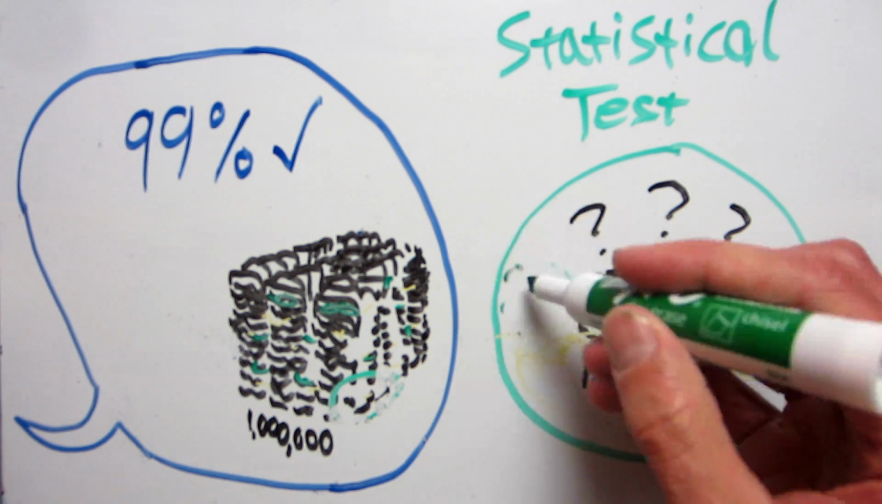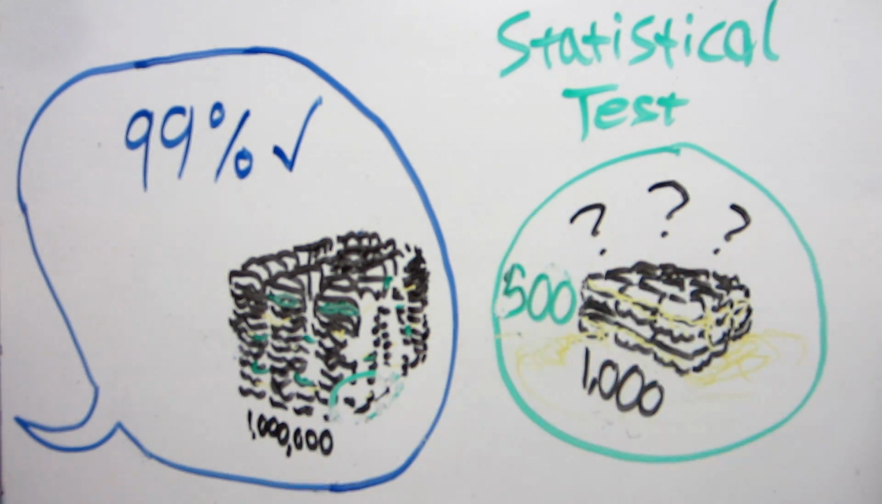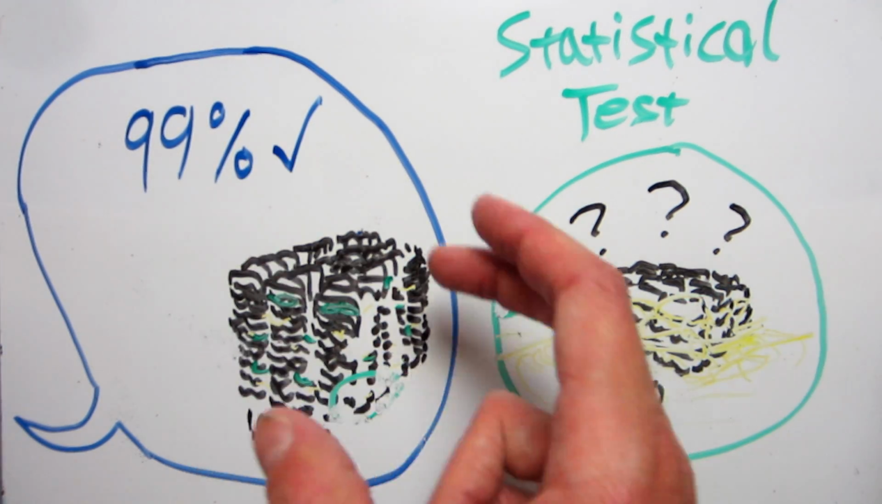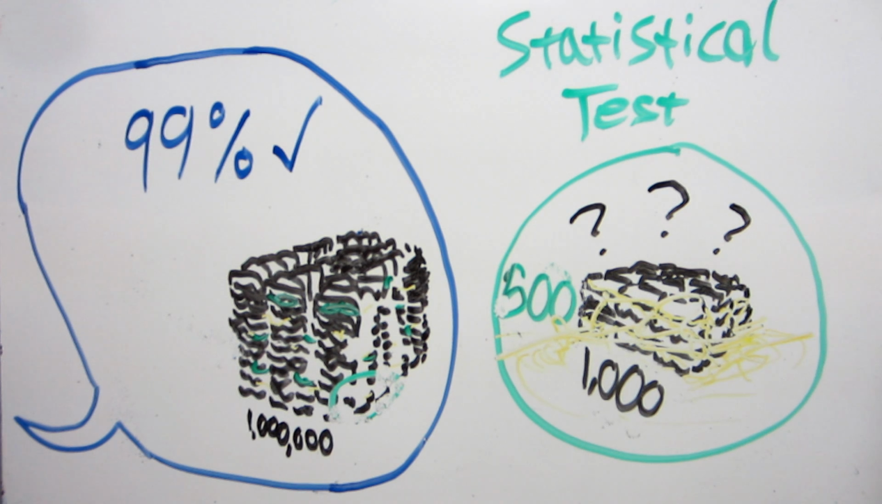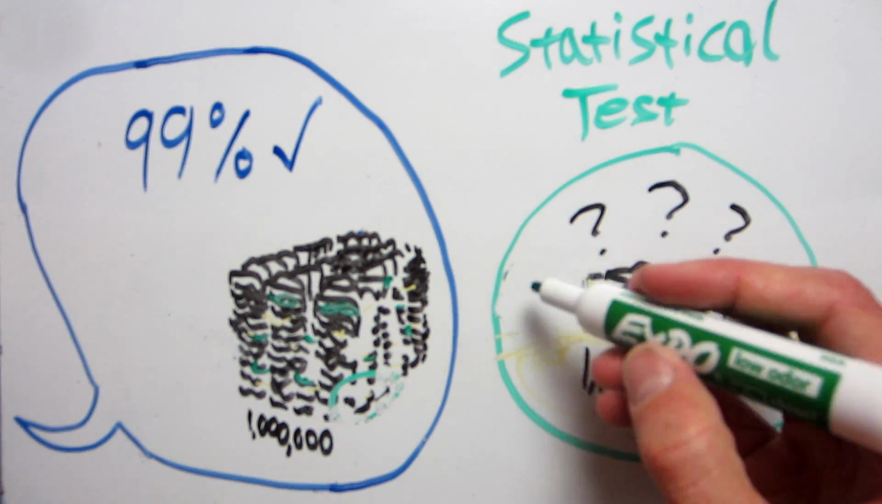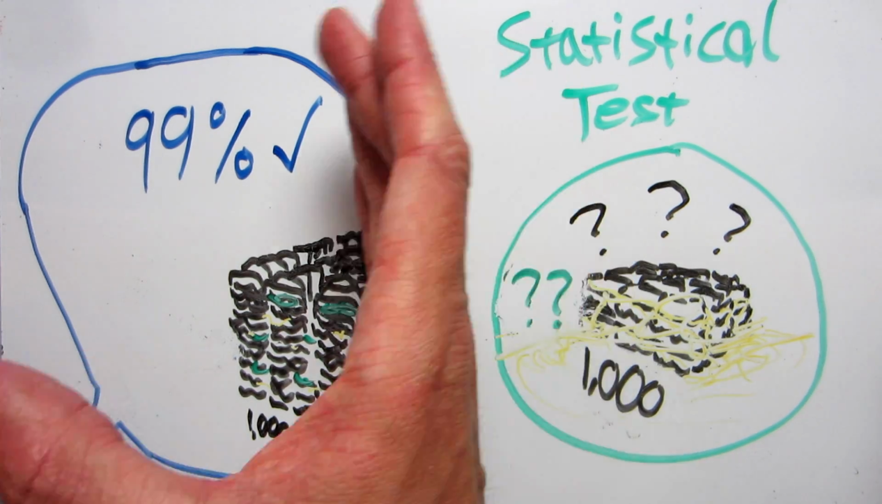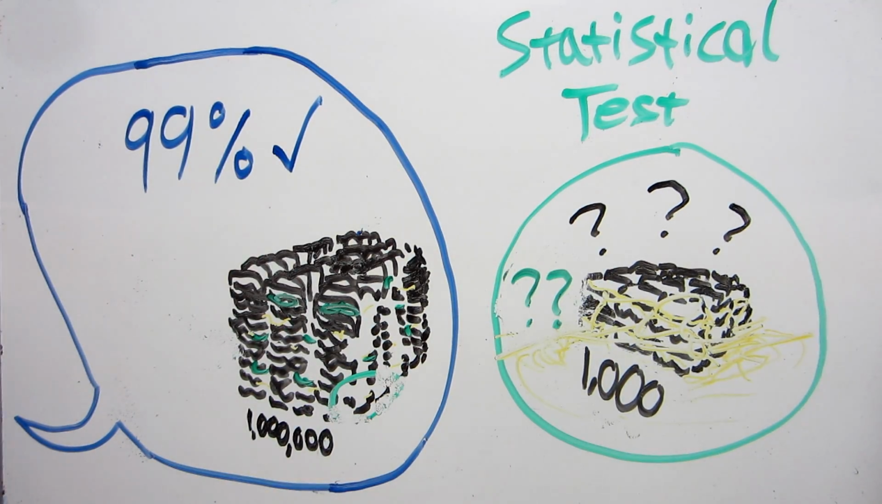If half of the eggs in our sample, 500, were broken, we should probably send the whole thing back. That would seem to be very unlikely if 99% of the eggs in the shipment were really good. But where should we draw this line? How many broken eggs is unlikely enough to decide that the shipment should be sent back?